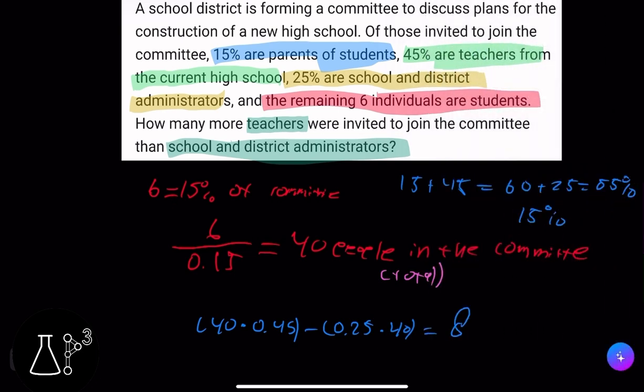So there are 8 more teachers than school and district administrators.